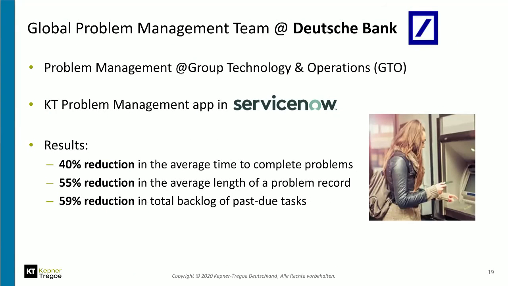We have already quite a lot of clients, customers who use this. One is the Global Problem Management team at Deutsche Bank. And these are some of the results that they achieved. So they achieved a 40% reduction in the average time it takes to complete problems, a 55% reduction in record length, while increasing quality at the same time. That's important to mention here. And they were able to achieve a 59% reduction in the total backlog of past due tasks.